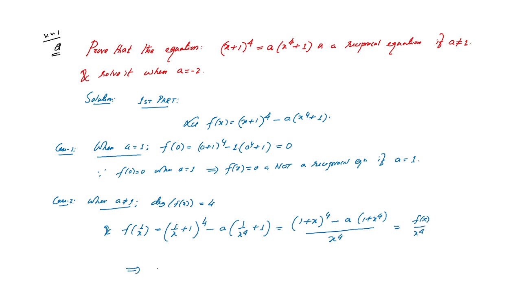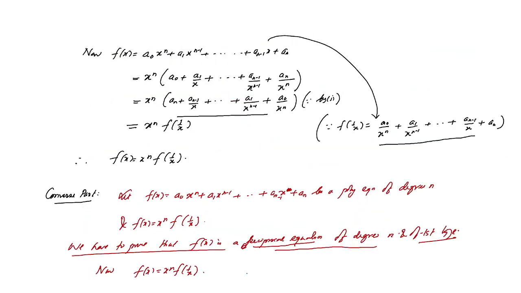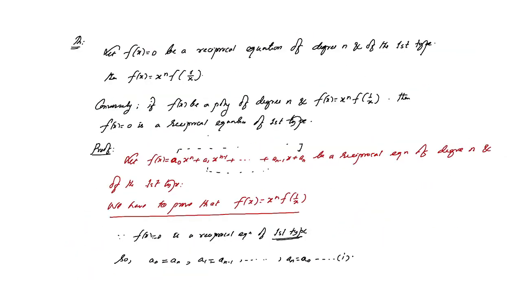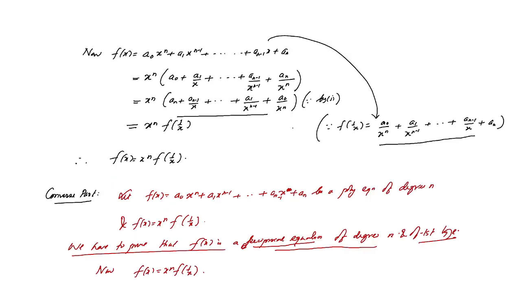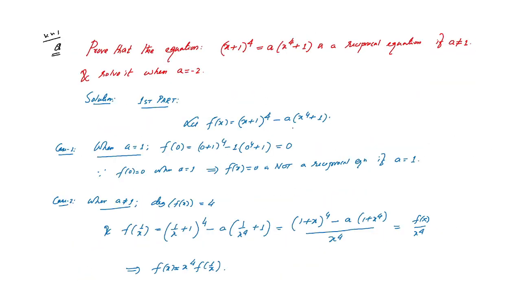So what we got? We got here f(x) = x^4 f(1/x). Okay. So now we come to this theorem. What is the theorem? If f(x) is a polynomial of degree n and f(x) = x^4 f(1/x), then f(x) is a reciprocal equation of the first type. Okay. So what do we conclude?